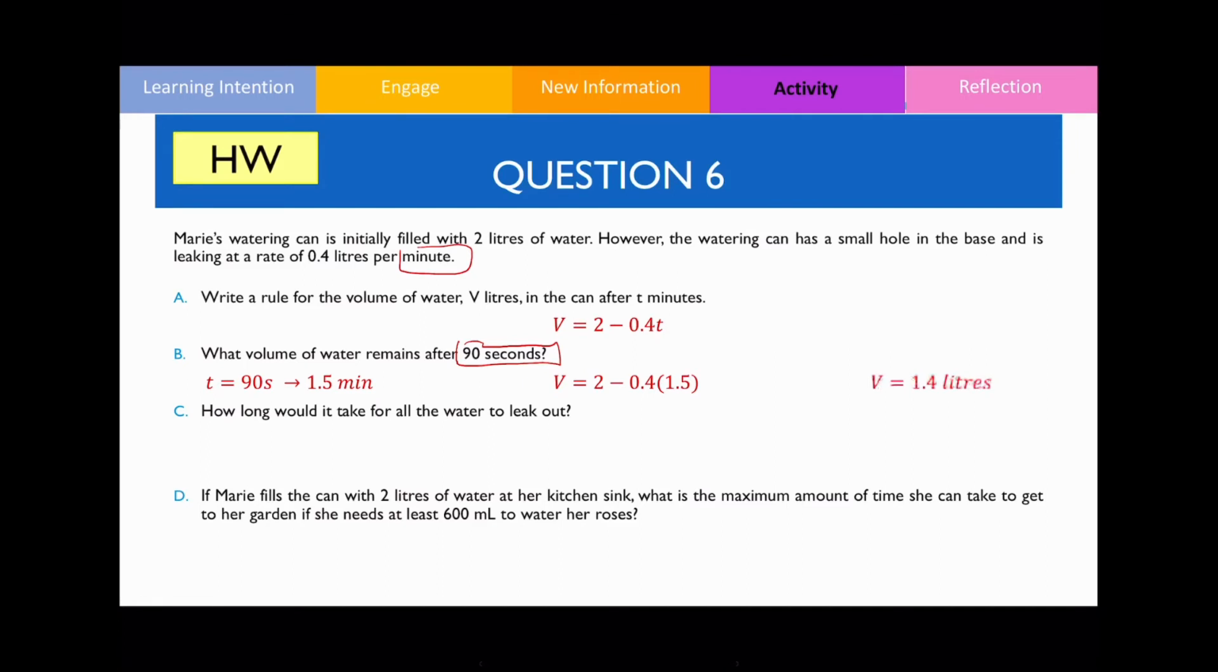For part C, how long would it take for all the water to leak out? Essentially, you're trying to find your x-intercept, so sub V is equal to 0, and then just rearrange. Hence, your answer is going to be 5 minutes.